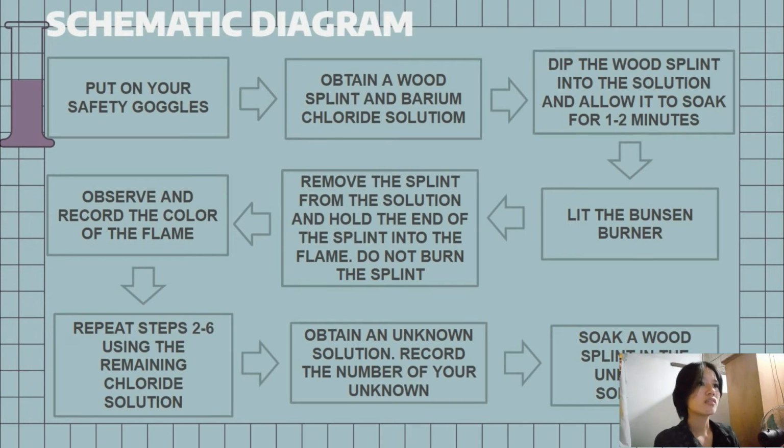Then repeat steps 2 to 6 with the remaining chloride solutions, copper chloride and sodium chloride. It is the same as the previous dipping: prepare your Bunsen burner, place it in the hottest part of the flame, and observe and record the colors that come out.